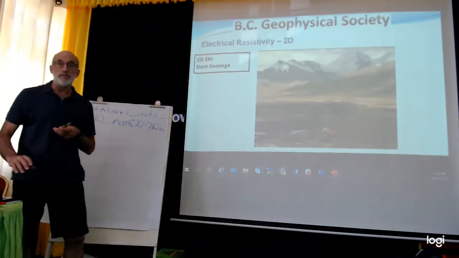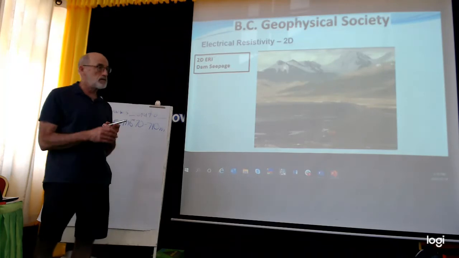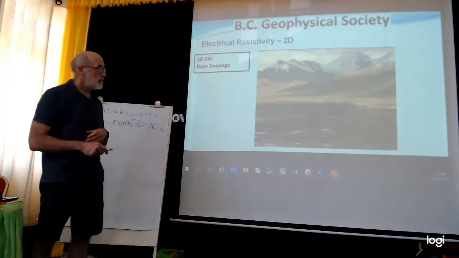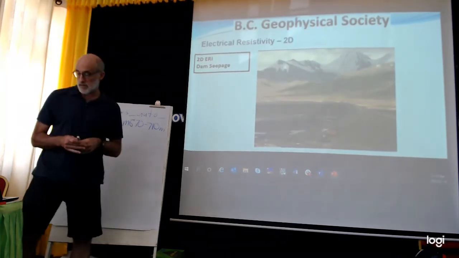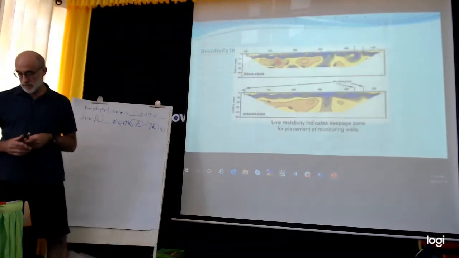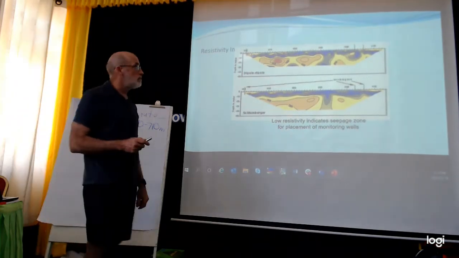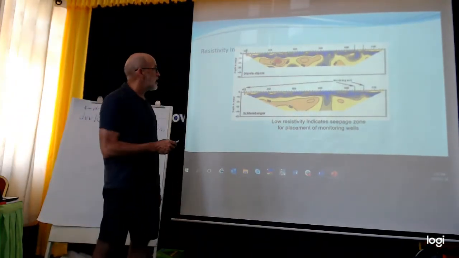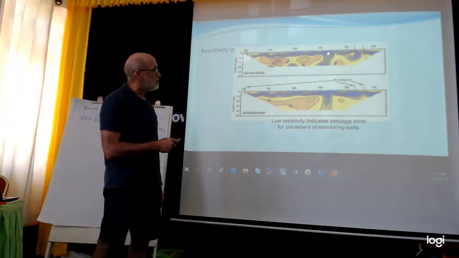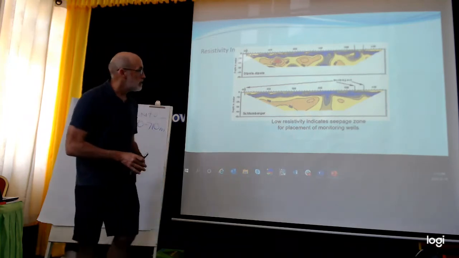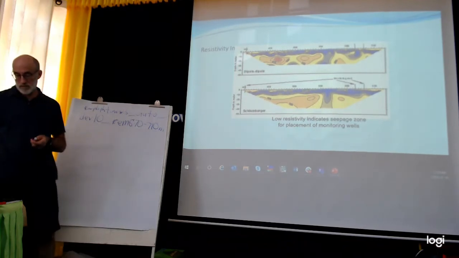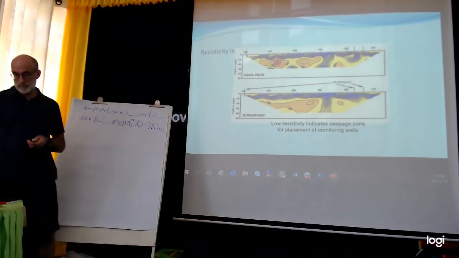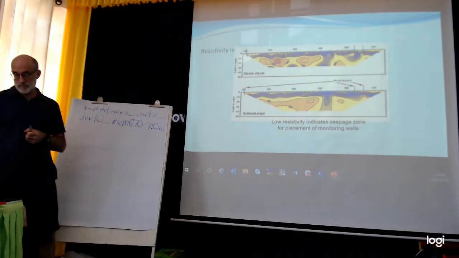This is another dam, in Kyrgyzstan. We did a survey along the top of the dam, just 2D, because the dam was leaking. With the dipole and the winter Schlumberger, we saw where the leak was.